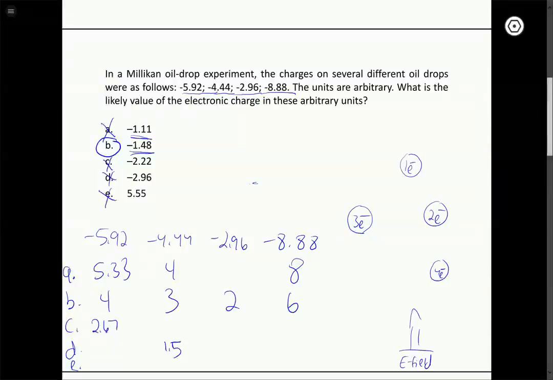So these are all invalid because the observed charges are not whole number multiples. The only one that works is B.